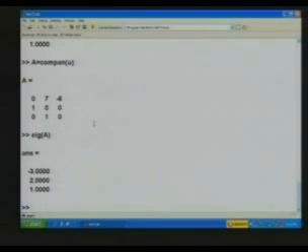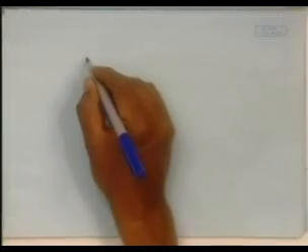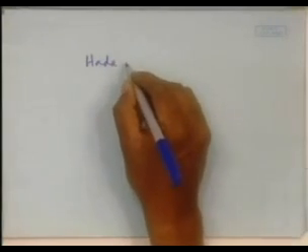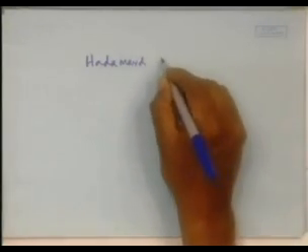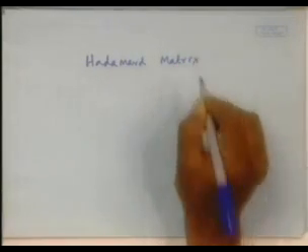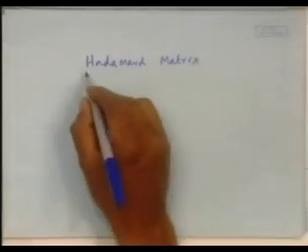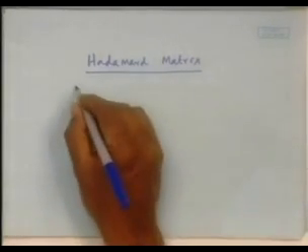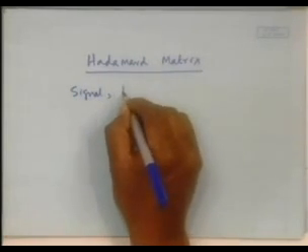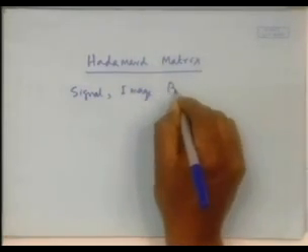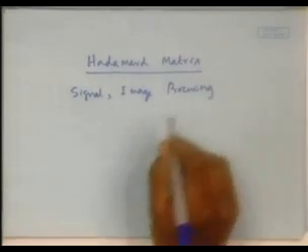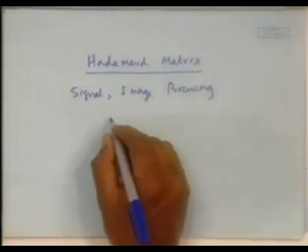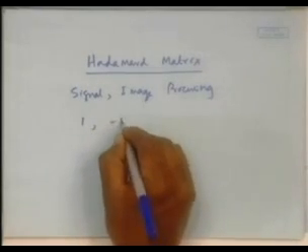So the next matrix we will discuss is called the Hadamard matrix. This is a matrix which is used very much in signal and image processing. The rows and columns of this matrix have two values, either 1 or minus 1.